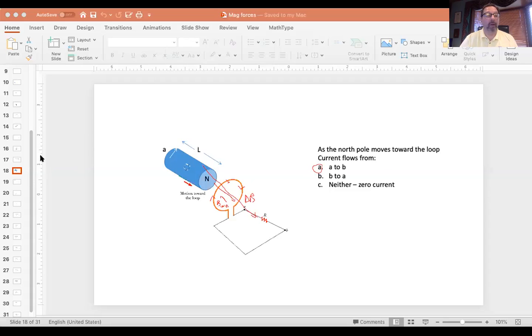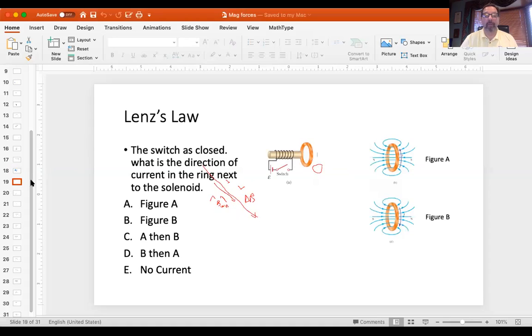Let's clear my drawings. There we go. Okay, so I made this one a little smaller. So the switch is closed. What's the direction of the current in this little ring right here? And you have two choices.